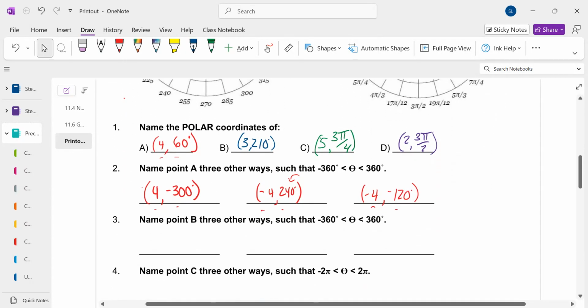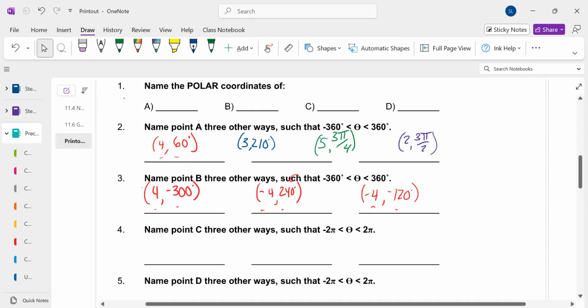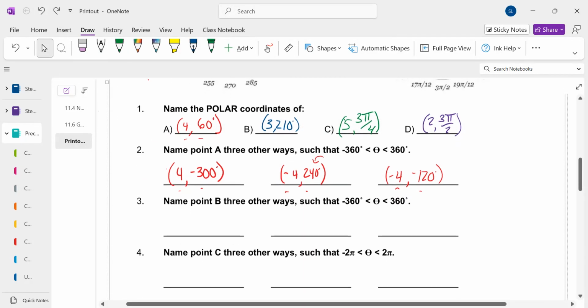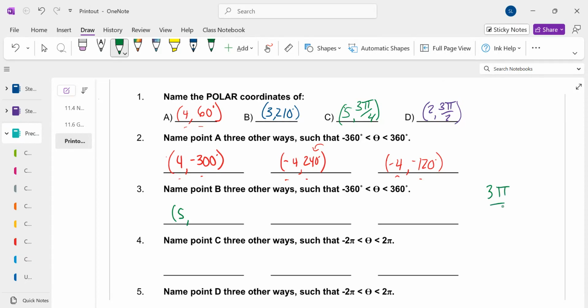Let me do a radian. We'll do point C in green. And I want to name that point 3 different ways. So we were at 5, 3 pi over 4. I think the easiest way to find your next one is do 5, comma, and then subtract 2 pi from 3 pi over 4. Basically finding a negative coterminal. So subtracting 2 pi, this would be the version of 2 pi because I want common denominators. So that's going to give me -5 pi over 4.